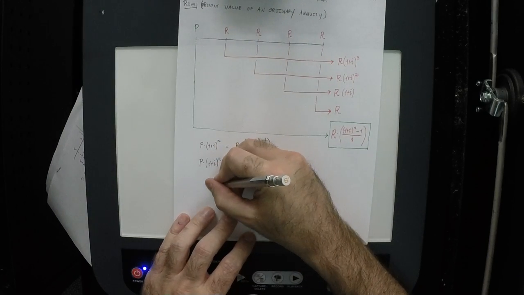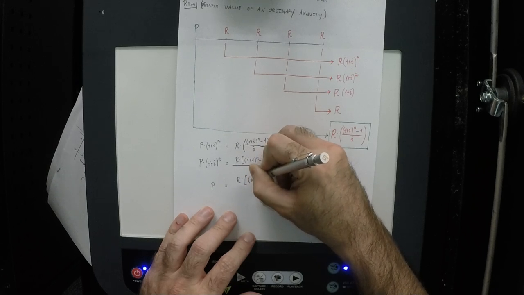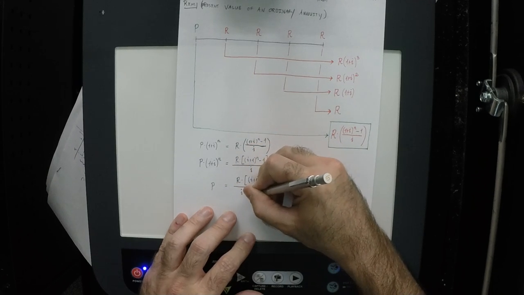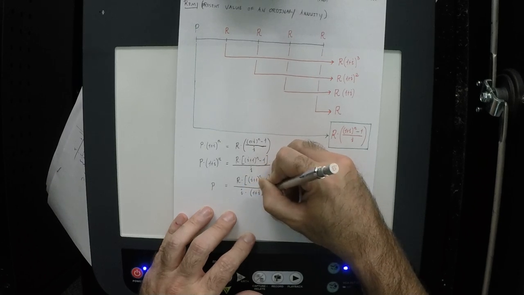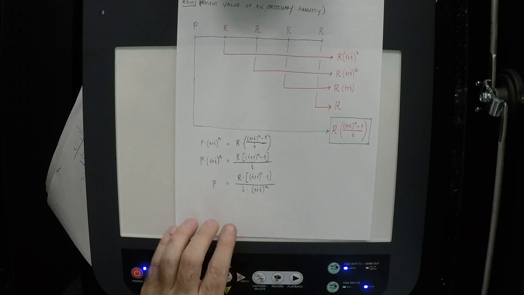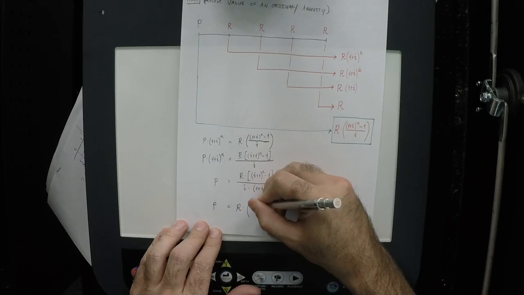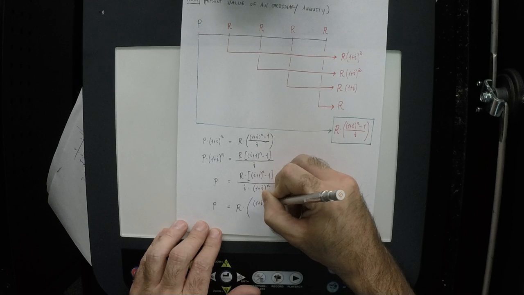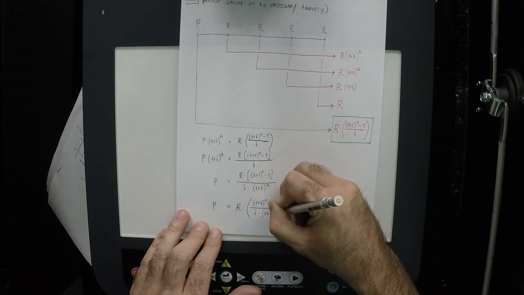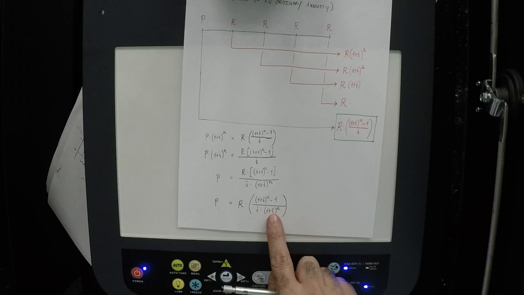Very good. So P is then R multiplied by ((I plus 1) to N minus 1), and then over I times (1 plus I) to N. Okay, now I'm going to factor the R back out. Okay, so now I'm going to divide this thing into the numerator.